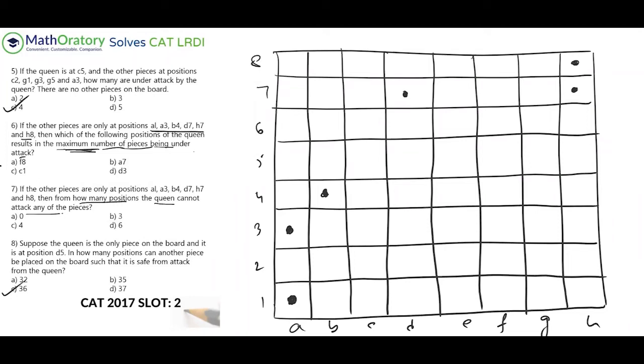But for question number 7, what we have to do is find the number of positions on the chessboard where the queen cannot attack any of these pieces from. So that can be handled. It's not a very tough thing to do. All you have to imagine is the diagonals, etc. So first of all, let me start with the rows and columns. That might be easy.